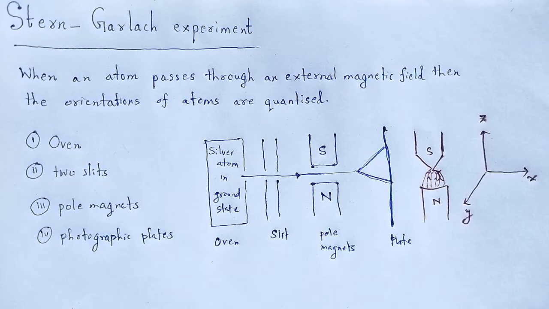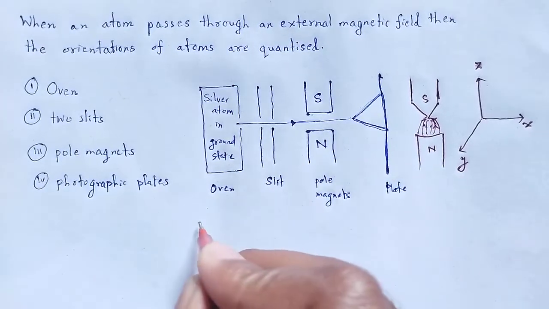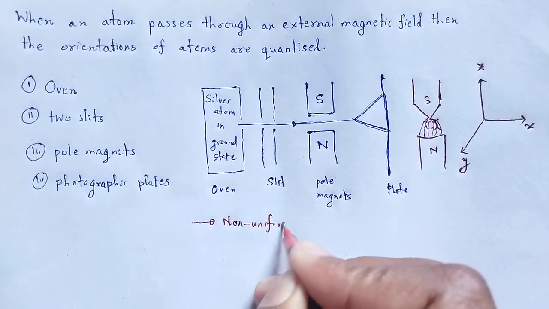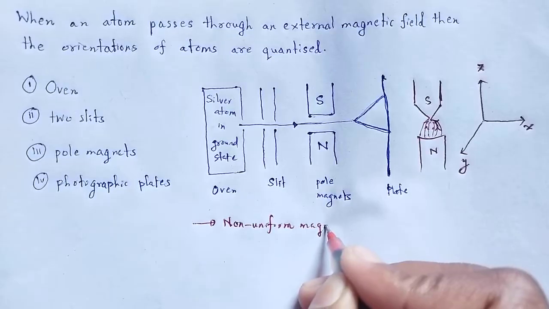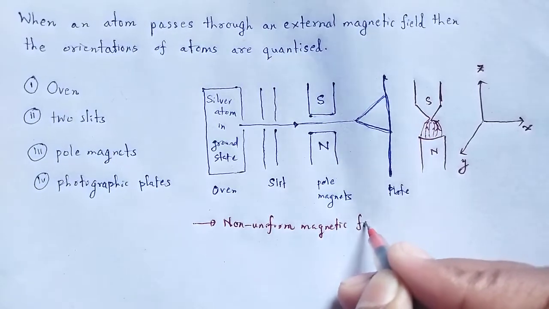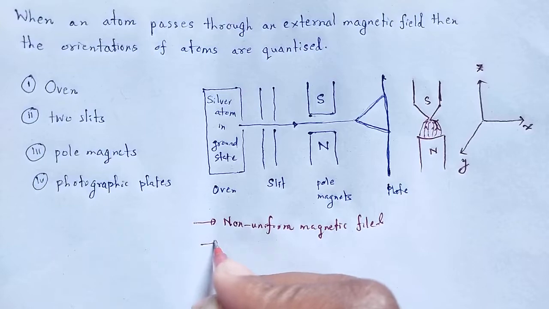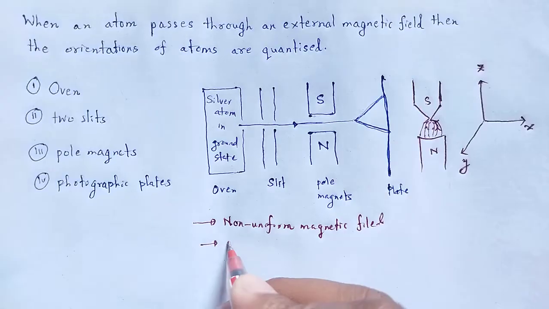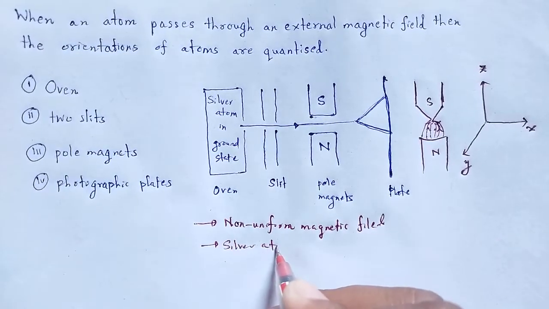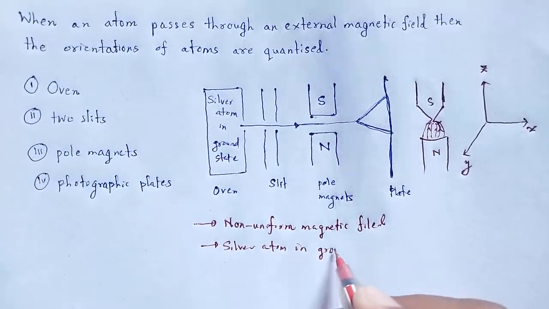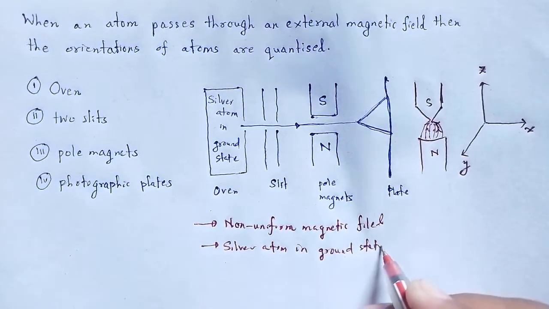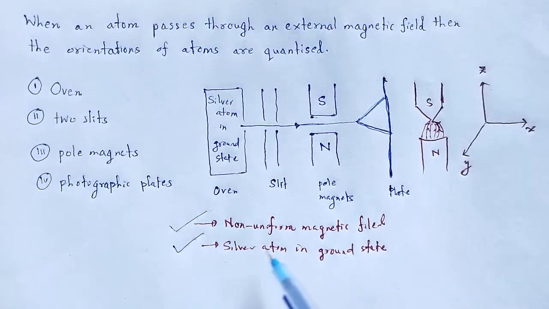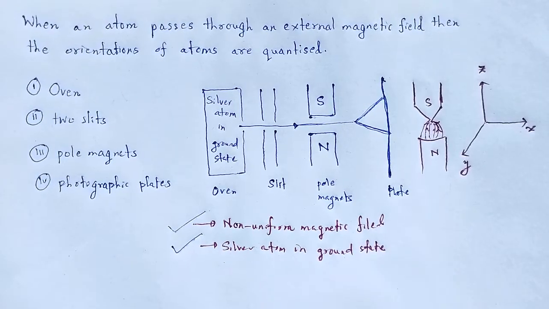These two points are important here. One is the non-uniform magnetic field, and another one is the silver atom in the ground state. These two are most important for this type of experiment: a non-uniform magnetic field and the atom in the ground state.